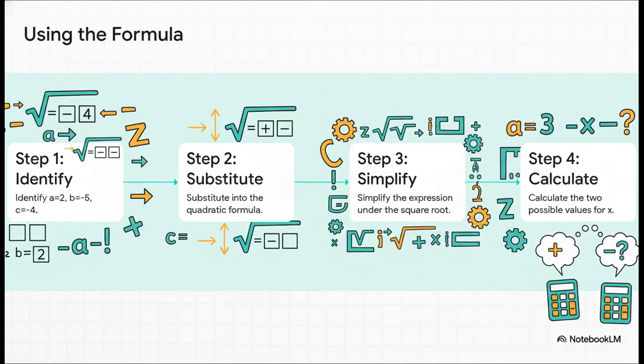And here it is, the one that never lets you down, the formula. Now, the first step is absolutely crucial. Correctly identify your a, b, and c. A really common mistake is messing up the signs, so be careful.